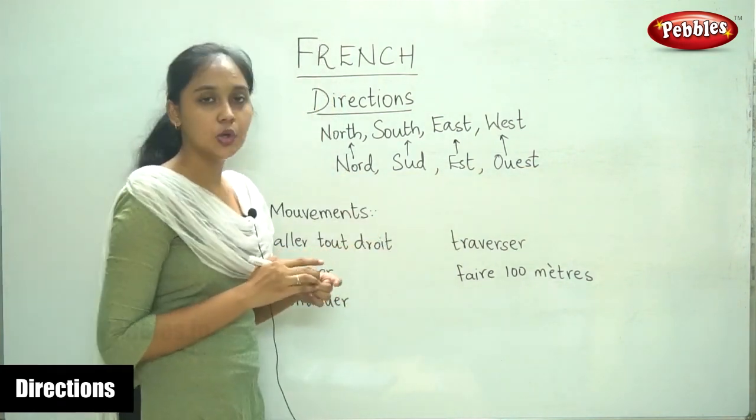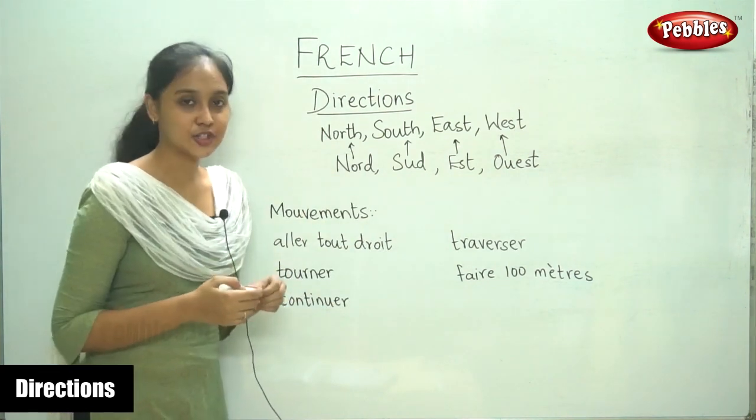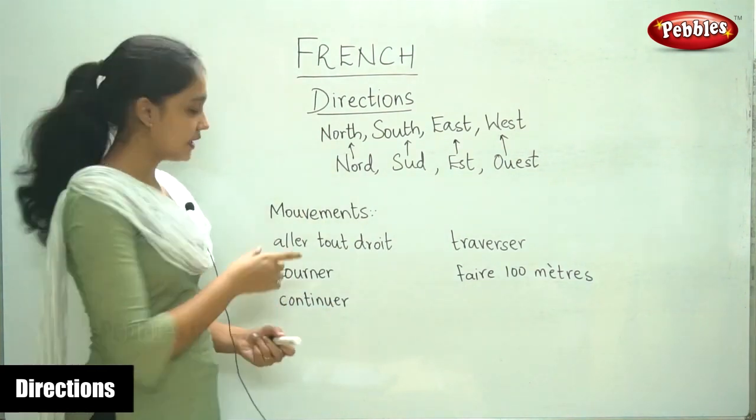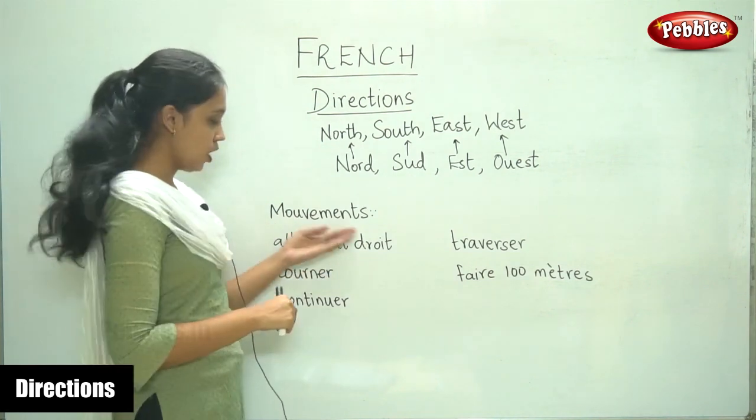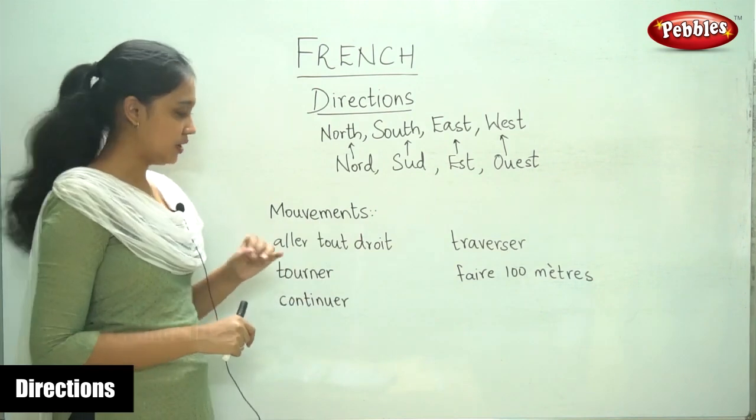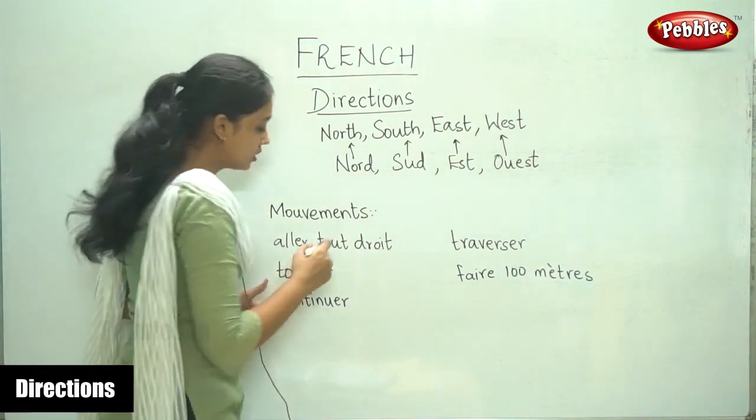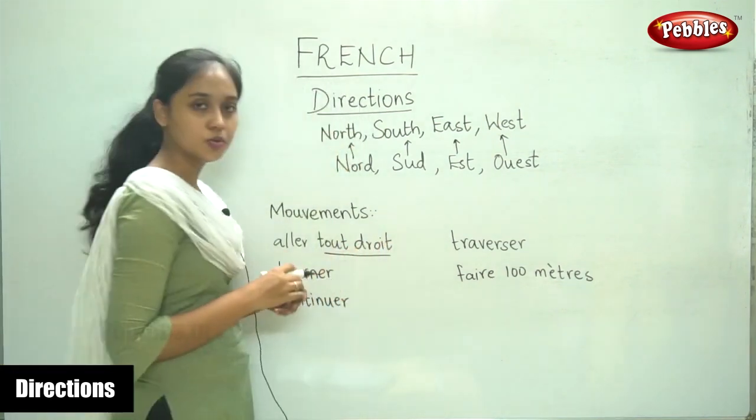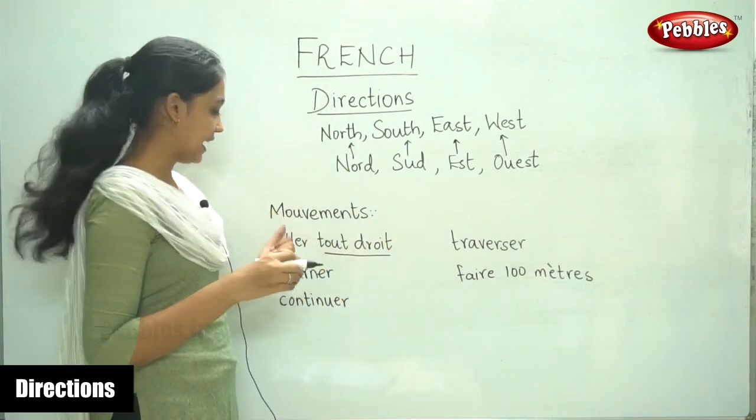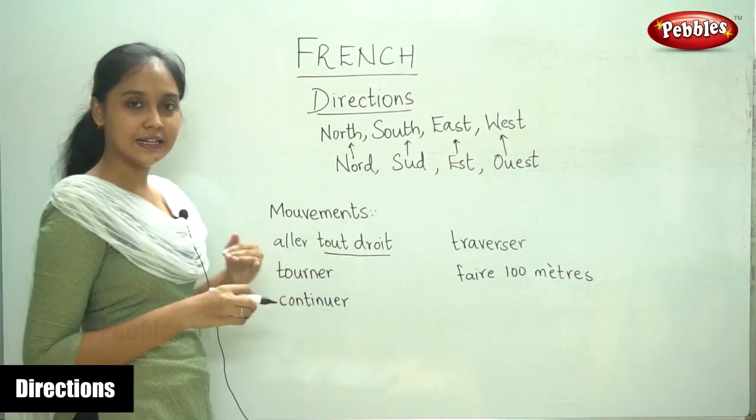So now you know the directions. Now to indicate movement, these are the following expressions that we use. Aller tout droit. So you know what tout droit means. Tout droit is straight ahead. So aller is to go. So to go straight ahead.